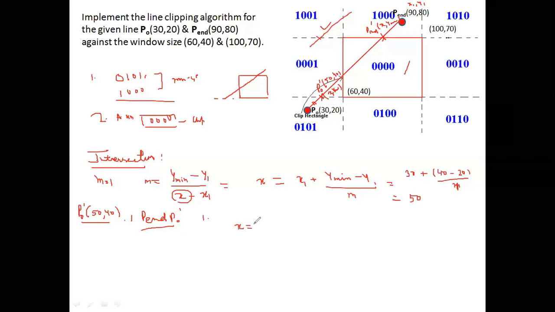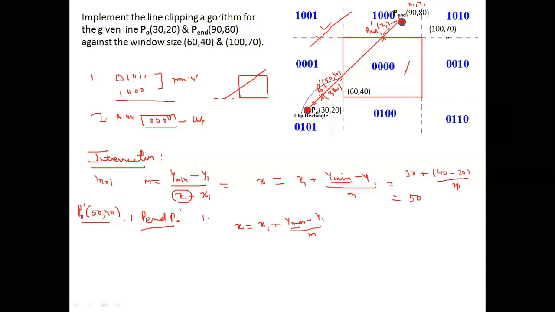X will be equal to X1 plus Y max minus Y1 and then M, the slope of that line. So simply the same formula, but it will be replaced with Y max. I hope you are now able to understand how the intersection points are calculated.